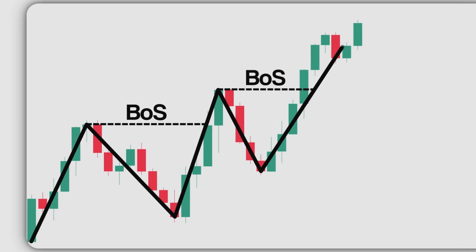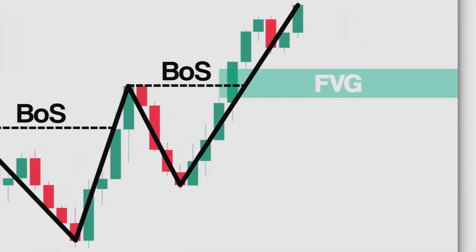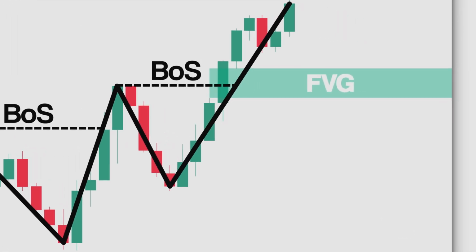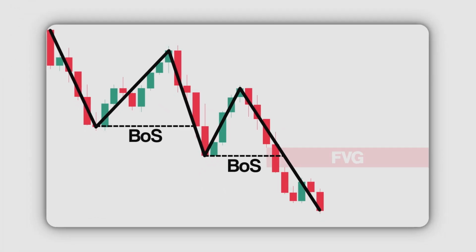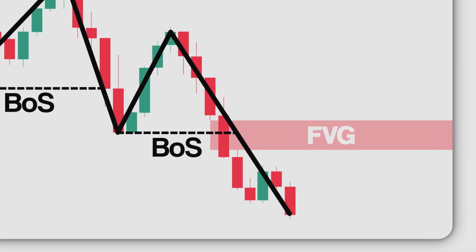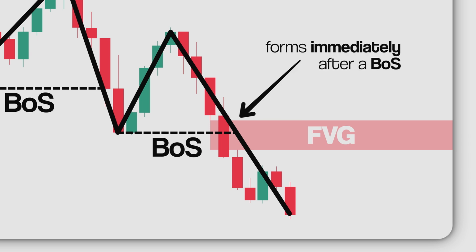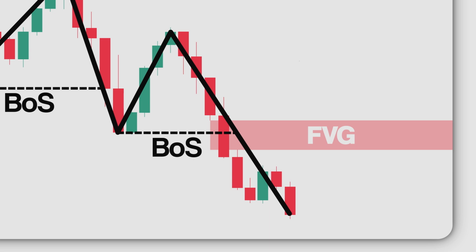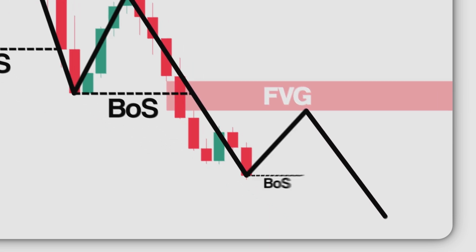Another important rule is that the fair value gap should be aligned with the trend. If the market structure is bullish, we focus only on bullish fair value gaps. If the structure is bearish, we focus only on bearish fair value gaps. The probability becomes even higher when the fair value gap forms immediately after a break of structure. This strongly increases the likelihood of a clean retracement into the fair value gap and a strong reaction in the direction of the trend.